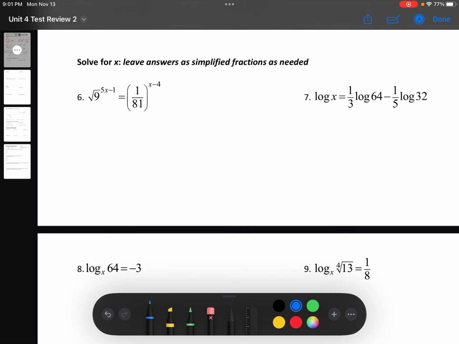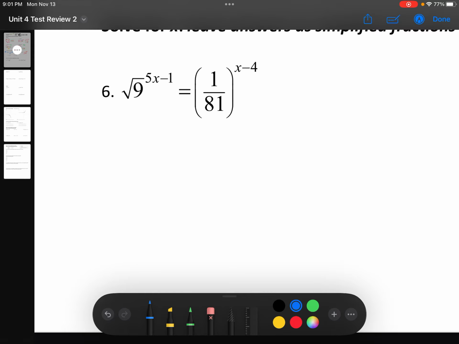All right, let's look at number 6. We are solving for x, and we are simplifying fractions as needed. So we have a base that's a square root of 9 and a base that's a 1 over 81. Both of those can be converted into powers of 9. So on the left, we'll have something to the 5x minus 1. On the right, we'll have something to the x minus 4.